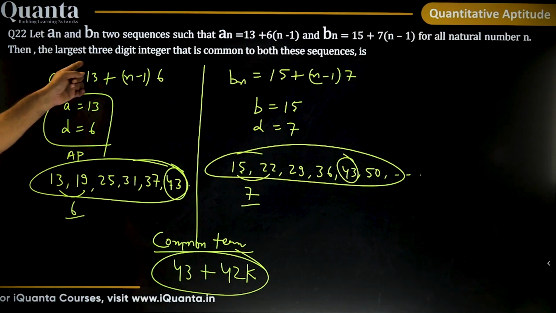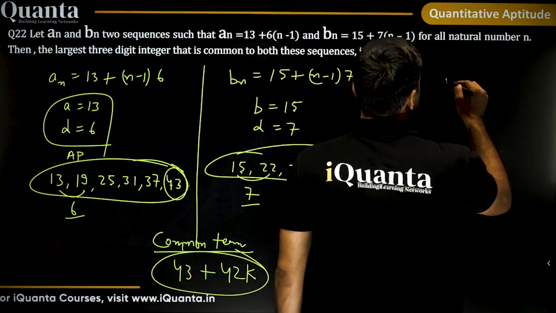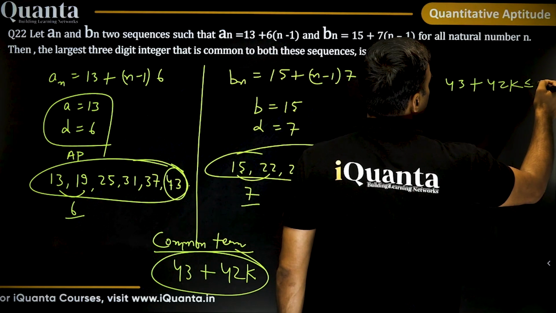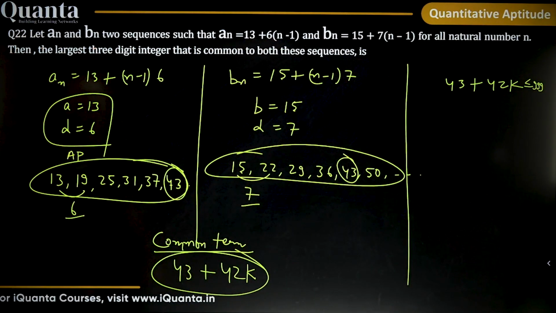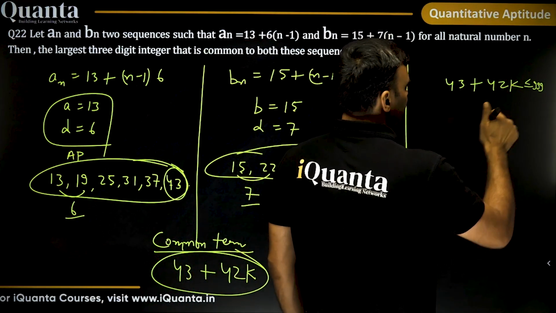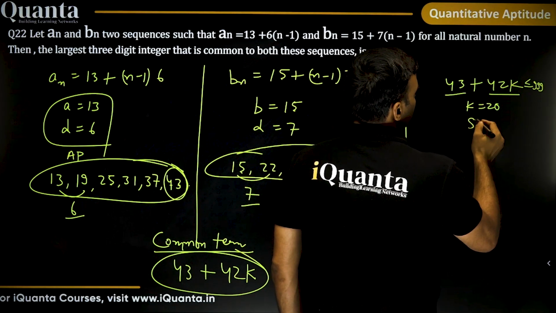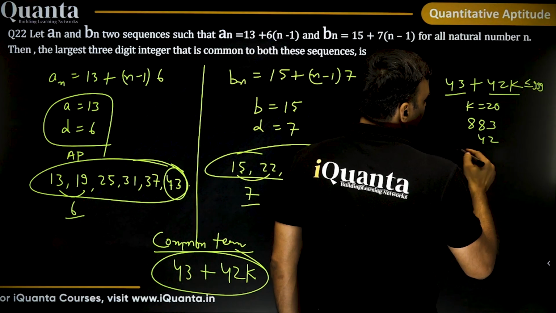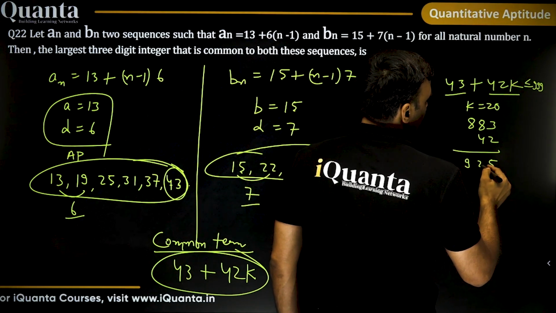Now I need the largest three-digit integer like this. So 43 plus 42K less than or equal to 999, since the largest three-digit number is 999. I could have done it directly. If I put K equal to 20, I get 840 plus 43, that is 883. The next term will be 42 more, so it will become 925. Are we close to 999?